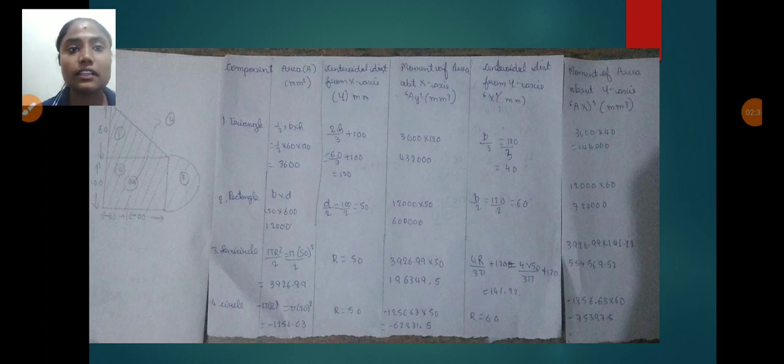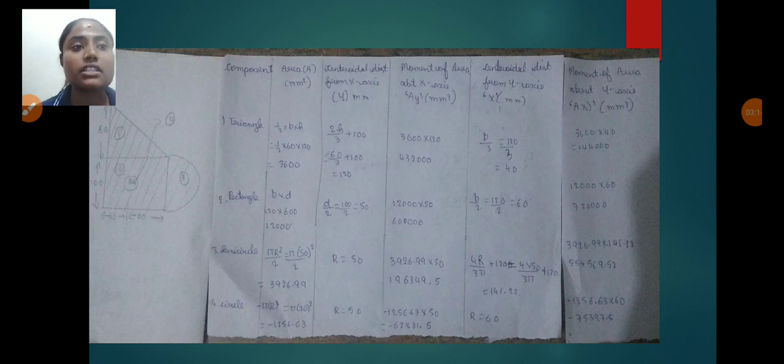First we take the triangle. As we all know, the area of the triangle is half into base into height. Now let us look at the diagram. Half into base is 60 and the height is 120. When we do the calculation, we get 3600. The centroidal distance is 2h by 3 of the triangle plus 100. We get 60 by 3 plus 100... we get 120. When we multiply 3600 into 120, we get 4,32,000.